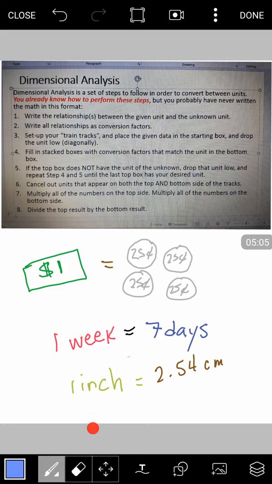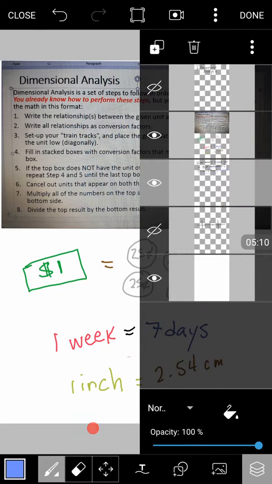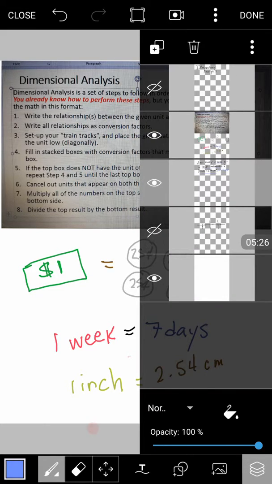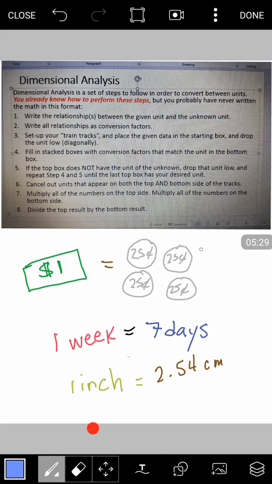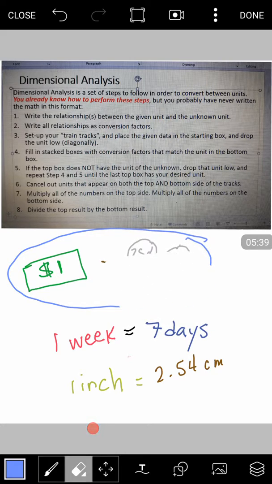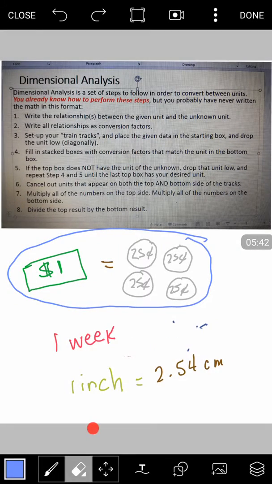Step 2, though. Write all relationships as conversion factors. So if you're familiar with conversion factors from my course or from some other class, we know that a conversion factor is just a relationship, which you see 3 examples here. The relationships will be written as a fraction. Very simple, very easy. What do I mean by that? This is what I mean. If you look at this first relationship, we have $1 equals 4 quarters. So I can write that as, actually, let me keep that there. I'll erase the stuff on the bottom.